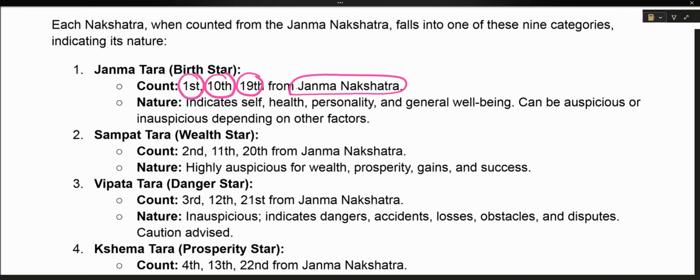Again we have said that the 10th nakshatra also will be the Janma Nakshatra, or the 19th also will be the Janma Nakshatra. So what are the Janma Nakshatra for Purvasara? Suppose the first one is Purvasara, this is the Janma star. Then the 10th one is the Bharani Nakshatra. Next, the 19th is the Purva Falguni Nakshatra.